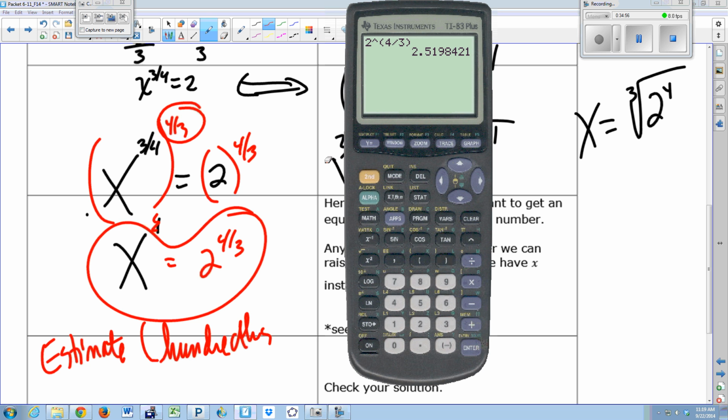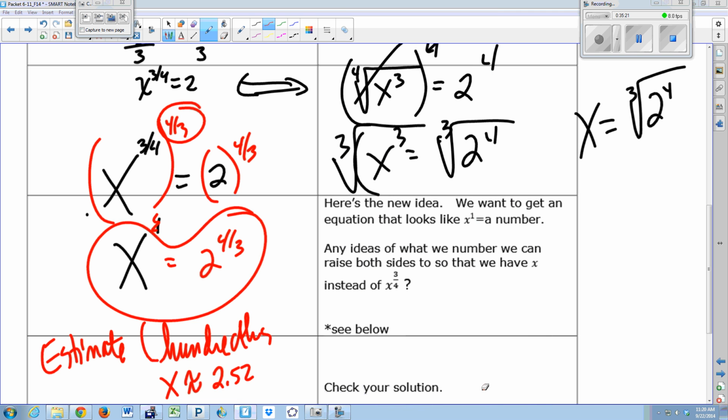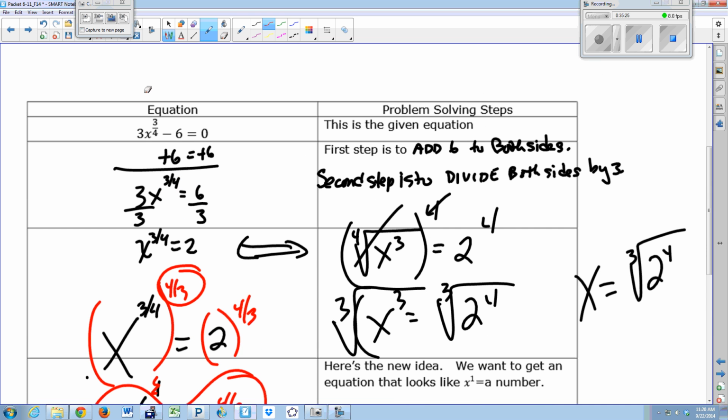So if I wanted to round this to the 100th place, I would say, okay, I want to know if this is closer to 2.51 or 2.52. So I look at the number after it, 9, I round up. So then you say x is approximately, you never use equals, 2.52. So that gives you a rough idea of what the number would be. Okay, checking it really uses your powers of exponents to do.